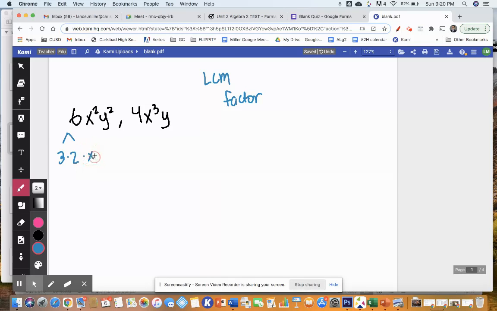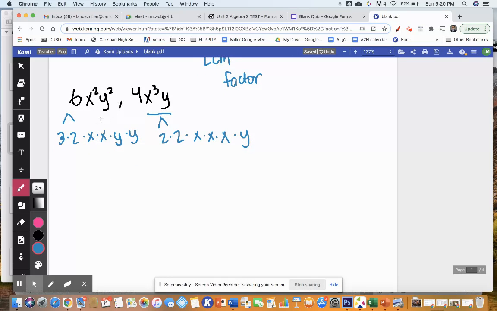All right, 6 is 3 and 2. X squared is just x times x, and y squared is y times y. Over here we have 4 is 2 and 2, and x cubed is x times x times x, and y is just y. When you're building your LCM, it has to include every factor from this term and from the term over here. So when I start to build my LCM, I'm going to have a 3, a 2, I need 2 x's, and I need 2 y's. That covers everything here. It has to cover all of those terms.